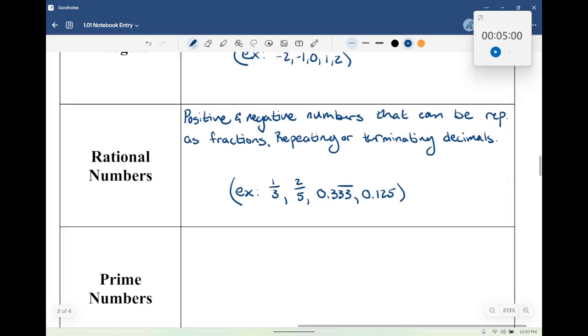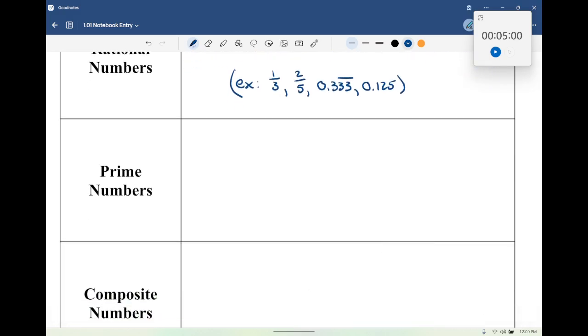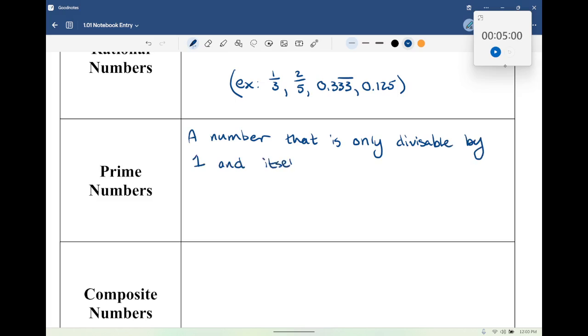All right, and so now we shift slightly away from what I'll argue is like the bigger family groups, and we look at prime numbers and composite numbers. Now, this is from the Do Now. A prime number is a number that is only divisible by 1 and itself. You can only divide these numbers by 1 and themselves.